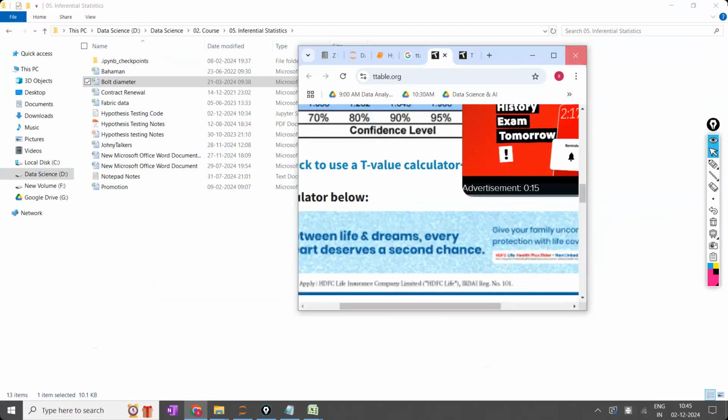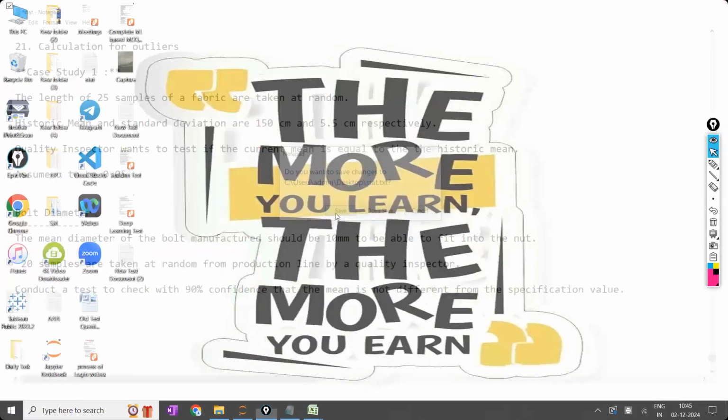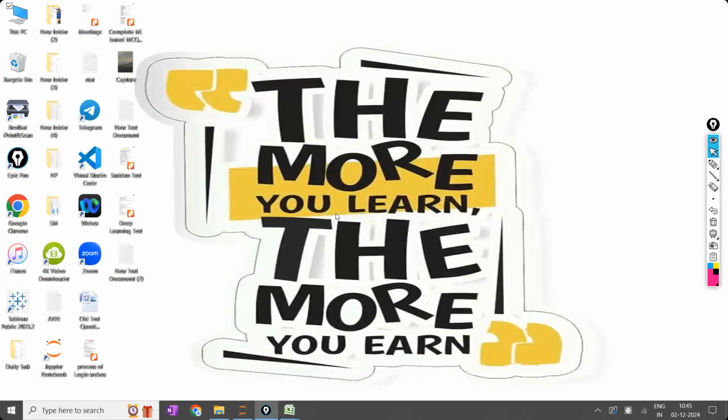Are the points clear, guys, for everyone? What is the minimum sample size required? Why is it equal to 30? The reason is that when the sample size is more than 30, the Z test and T test will be the same, where the population standard deviation and sample standard deviation are the same. That is the reason.